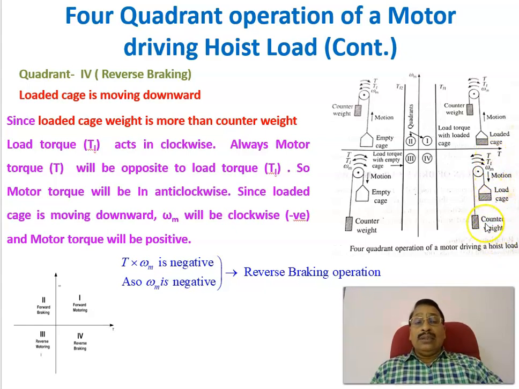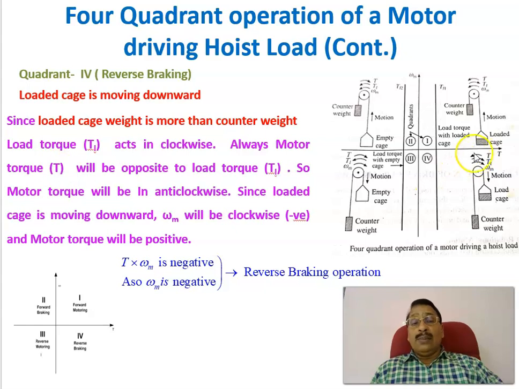And since the loaded cage weight is more than the counterweight here, the net load torque will be in this direction, which means it will be in the clockwise direction. And since the load torque is in the clockwise direction, the motor torque will be in the opposite, that is, anti-clockwise direction.